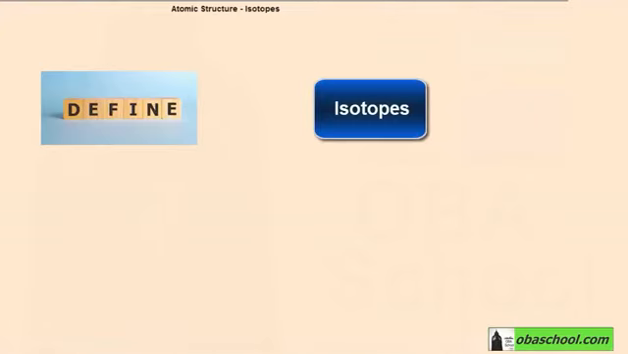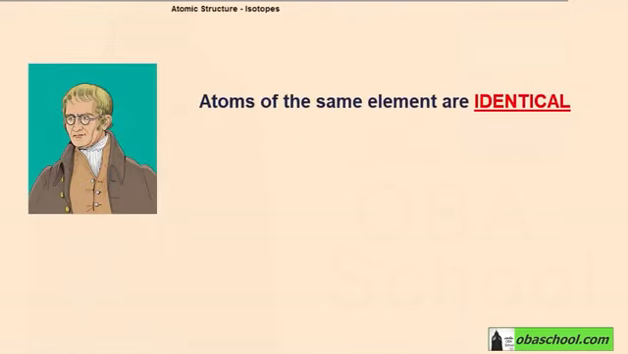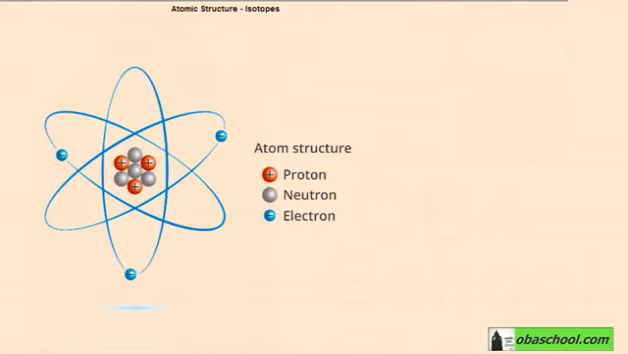Hello everyone. In this tutorial, we'll explain what are isotopes. Dalton's theory states that atoms of the same element are identical, meaning that they have the same mass. And it was proved wrong after the discovery of the structure of atom and subatomic particles. The atomic structure is basically composed of protons, neutrons, and electrons.